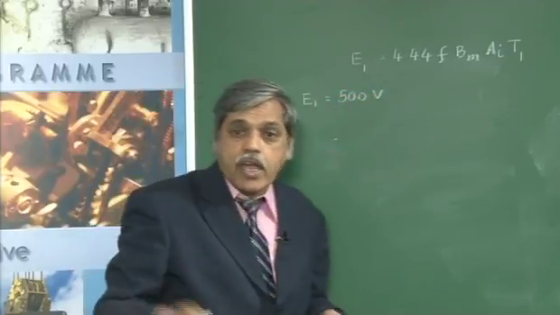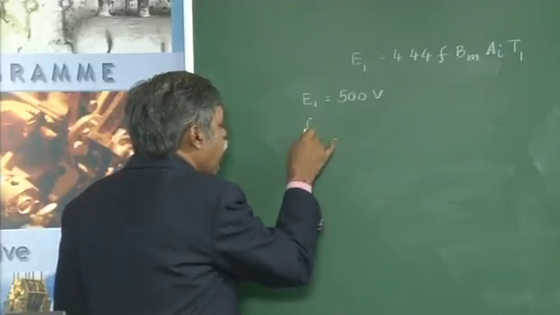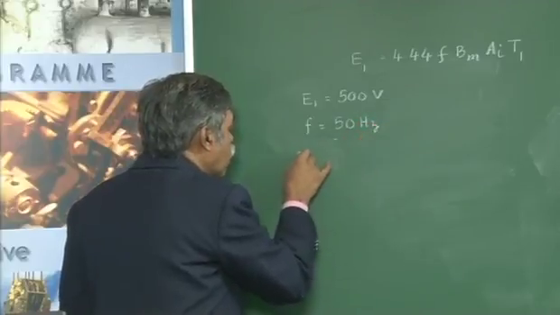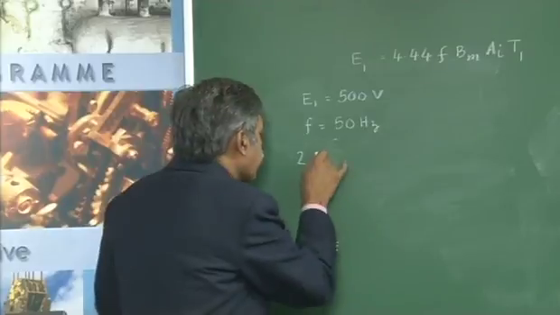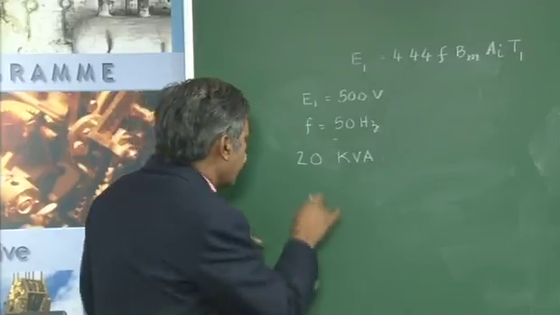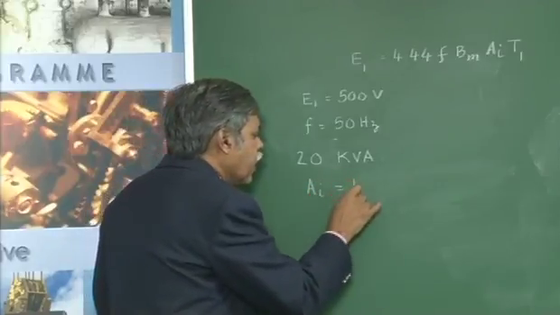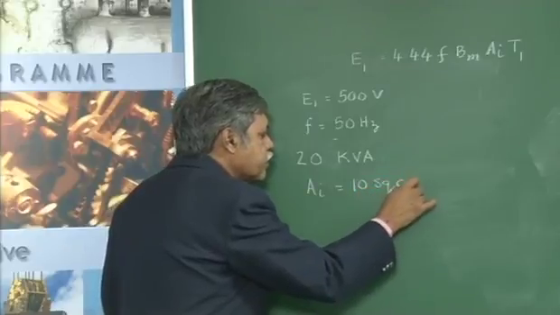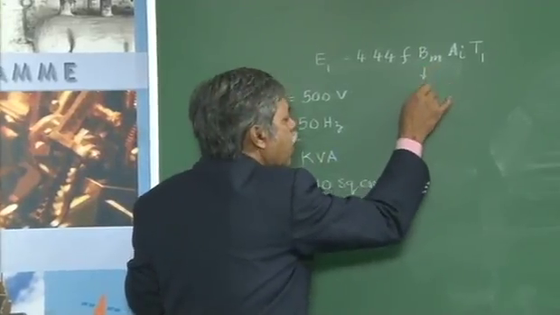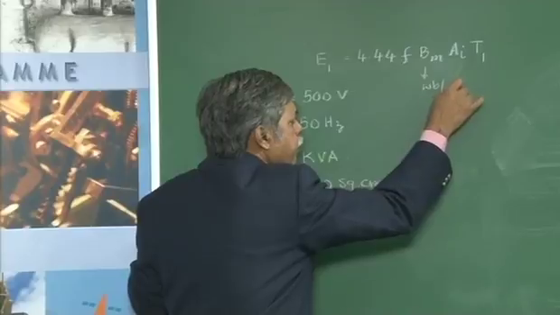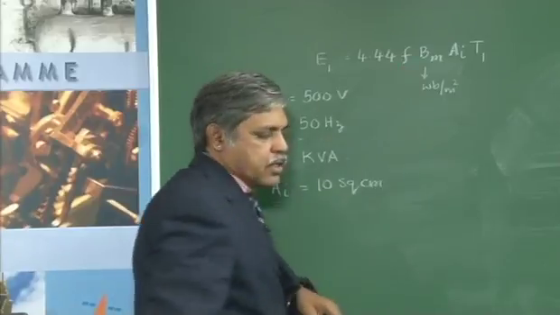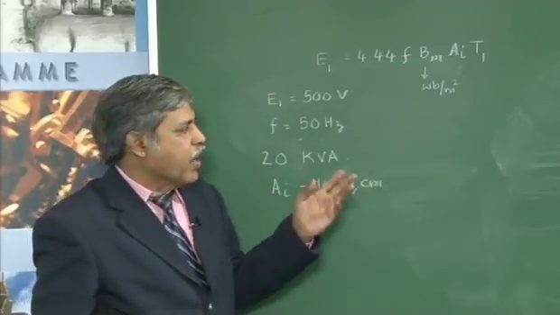Then in the data he has mentioned that the frequency of the voltage is 50 hertz, and the transformer is rated 20 kilovolt amperes. And he has given that the net area is 10 square centimeters. Remember, in this equation the flux density is given in Webers per meter square. Number of turns has no unit. Frequency is in cycles per second, or hertz.